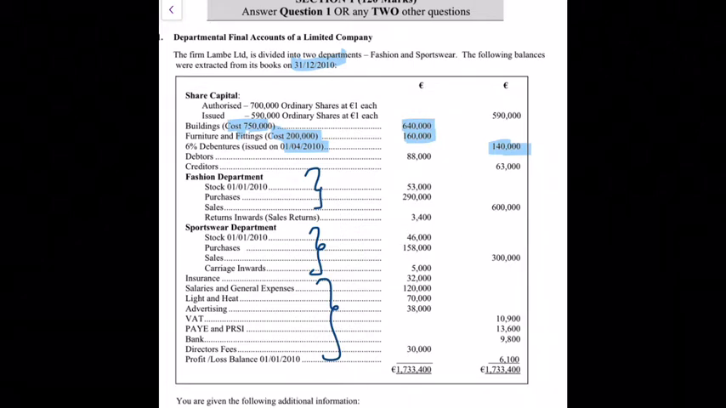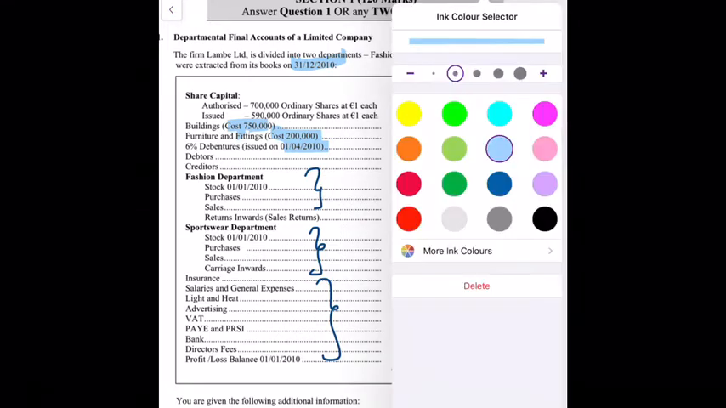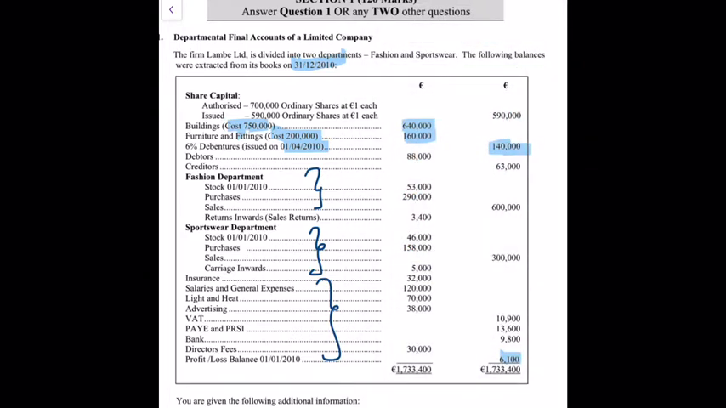So just be careful of VAT. VAT there is in the credit column, so that's a current liability when you get to your balance sheet, and your PAYE and PRSI are also in the credit column, and so they're also going to be current liabilities. Now just bear in mind they can sometimes be shown on the debit side, and you need to know that they will be current assets if that's the case. So you always need to check those and see what side they're on. Then we have directors' fees, they're just another expense, and then we have our profit and loss balance at the end.